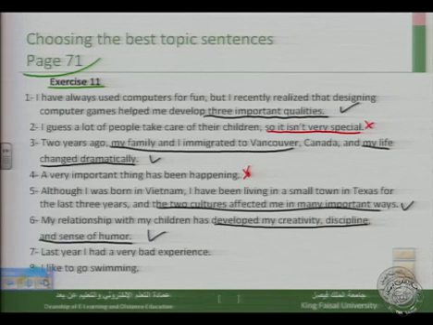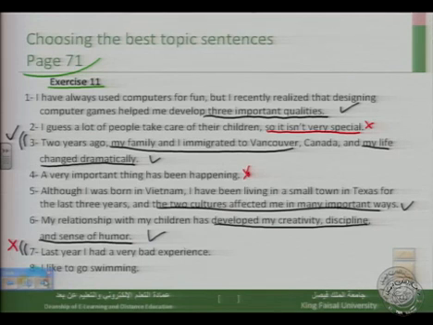sentence. Next, number 7: "Last year I had a very bad experience." I don't think it's a good topic sentence because it is too general and he didn't specify what experience he will speak about. So if we compare this sentence with topic sentence number 3, we will choose number 3 because it is better.